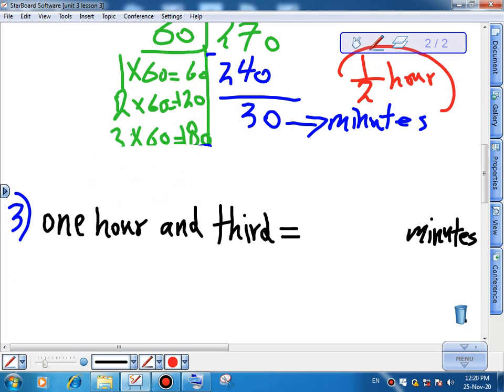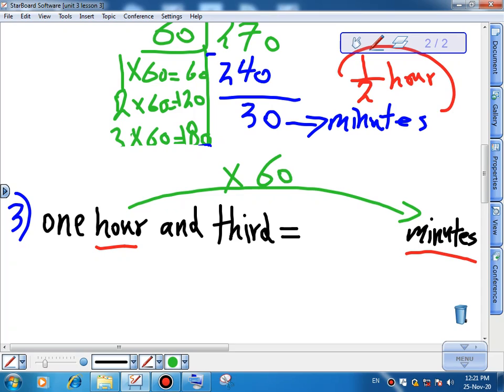1 hour and a third equal blank minutes. We need to convert from the greatest unit, hour, to the smallest, minutes. From the greatest to the smallest, we know that we multiply. Multiply by what? Every hour equal to 60 minutes, we will multiply by 60. Multiply what? We don't have any number. We have a letter. Okay?